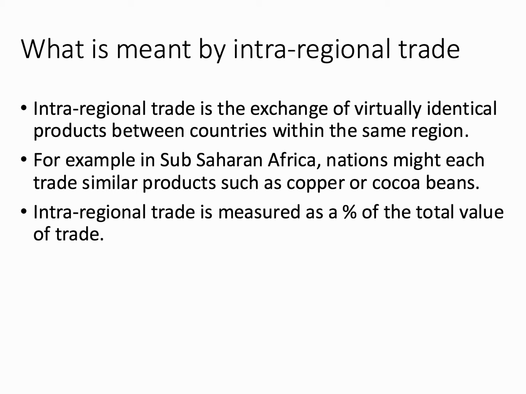So, for example, in Sub-Saharan Africa, nations might each trade similar products, raw copper or cocoa beans, for example. And we measure intra-regional trade as the percentage of the total value of trade. In Sub-Saharan Africa, it's quite low. It's about 12%, or in Asia, it's much closer to 50%.